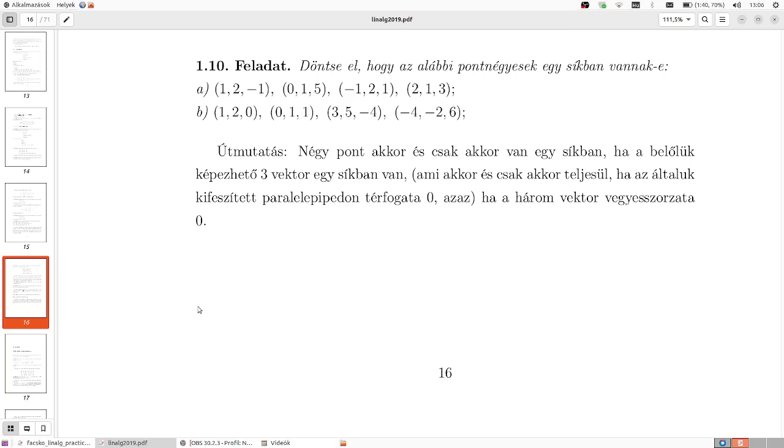So I can do this and calculate the volume of the parallelepiped. The volume of the parallelepiped can be calculated with a triple product. You calculate the vector product, and then the scalar product of the result. But it's simpler if you just calculate the determinant. So I made these vectors.